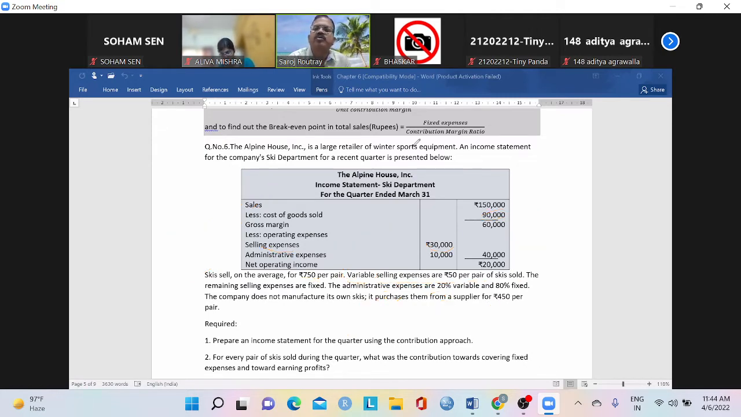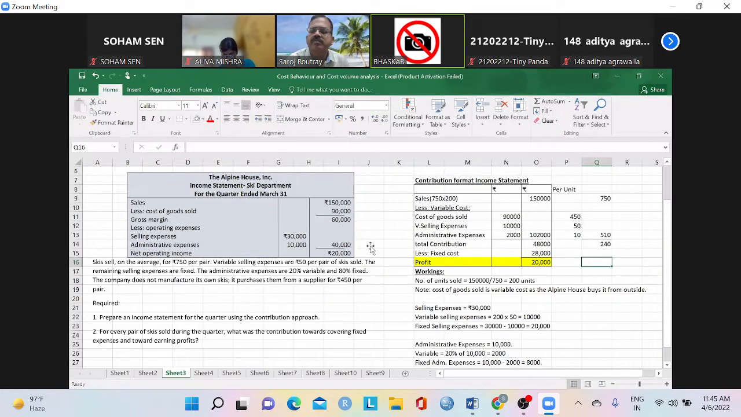Now let's move to the Excel file. Sir, fixed administration expense, that will also happen, no, sir? Which one? The total fixed expenses, that will be, sir, like 28,000. Total is 28,000. Yes. But I asked selling, no?